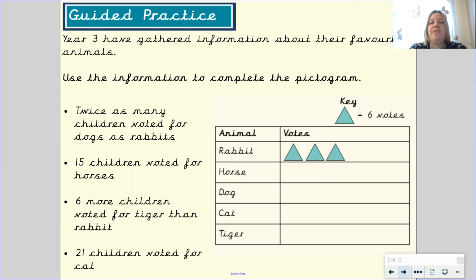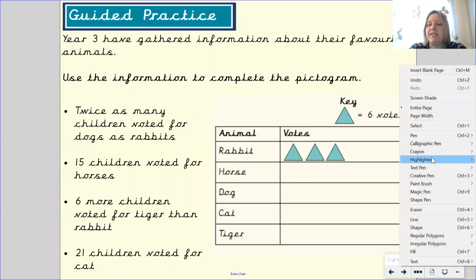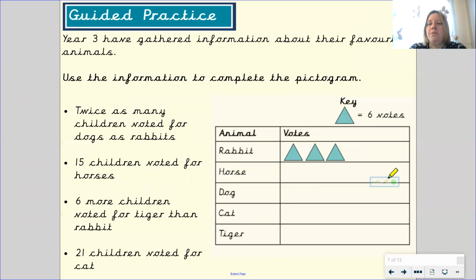Year 3 have gathered information about their favourite animals. Use the information to complete the pictogram. So we've got some statements that are going to help us to complete the pictogram. So the first thing we need to do is look at our key and see what our key tells us. So our key tells us that one triangle is equal to 6 votes.